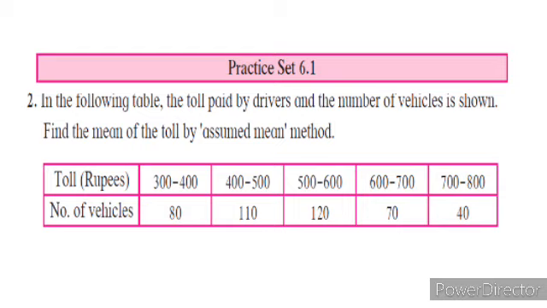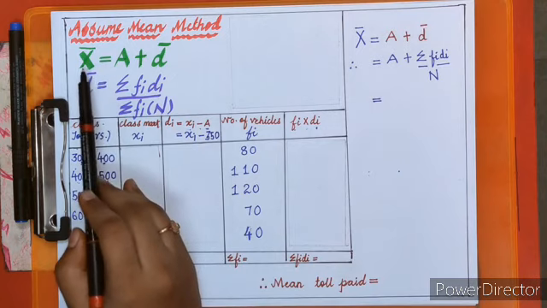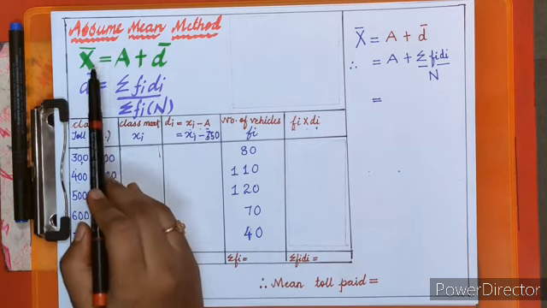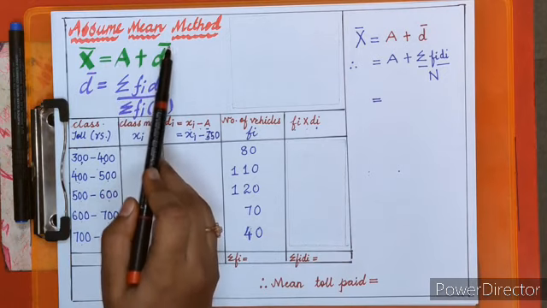Question number 2. In the following table, the toll paid by drivers and the number of vehicles is shown. Find the mean of the toll by the assumed mean method. Now we will learn how to find out the mean by the assumed mean method. Here, the formula to find out the mean is A plus D bar.